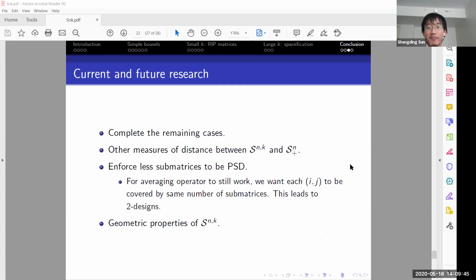A particularly interesting construction is where each off-diagonal entry is covered by exactly the same number of submatrices. These are known to be the two-designs in combinatorics. And finally, it's more interesting to study more geometric properties for S_{n,k}, for example, the extreme rays.